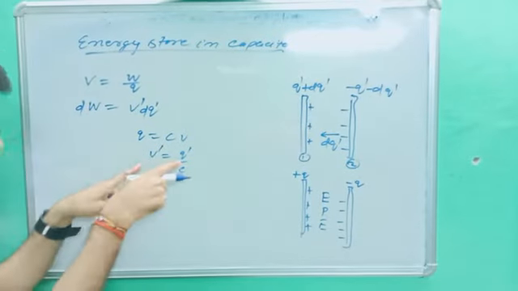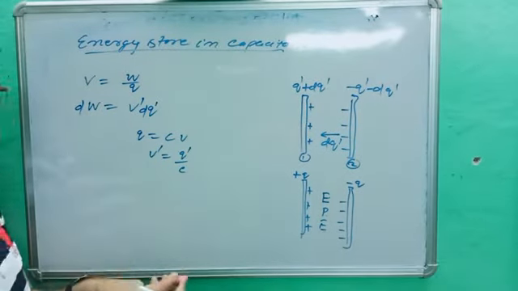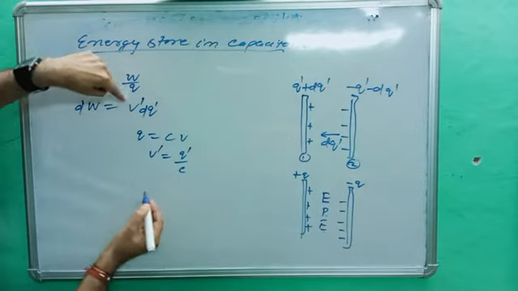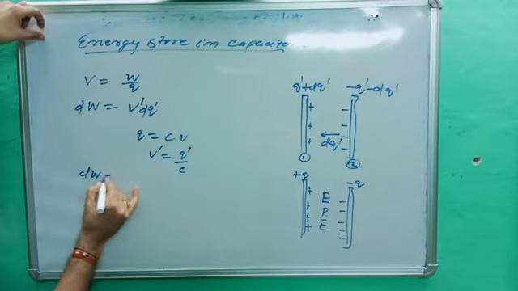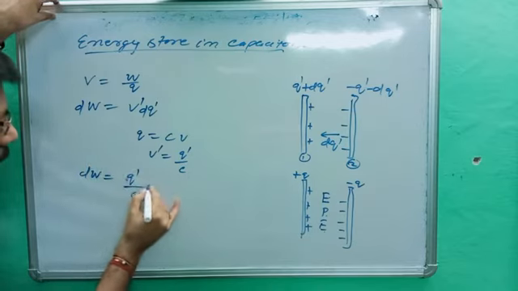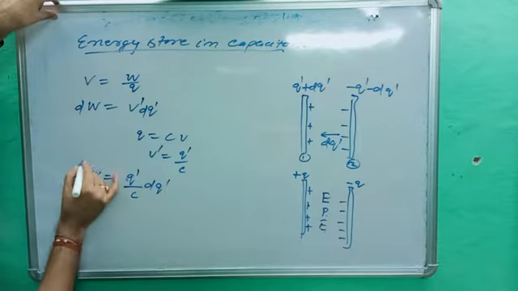So when charge varies, potential will vary. So what is our V dash value? V dash is equal to Q dash upon C. You will put it here. So what do we get here? dW is equal to V dash, which is Q dash upon C, into dq dash, and this is bit by bit.